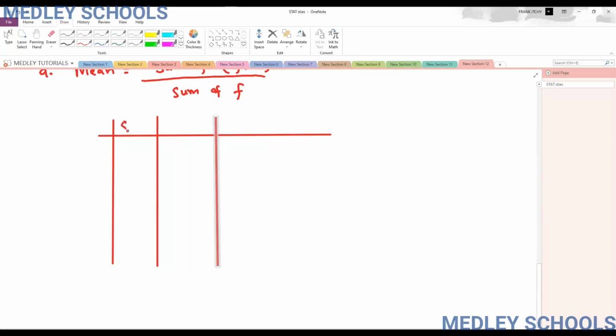I have the score here, the frequency here, and this column as frequency times score. Now from the information given to us, the scores are 0, 1, 2, 3, 4, 5.